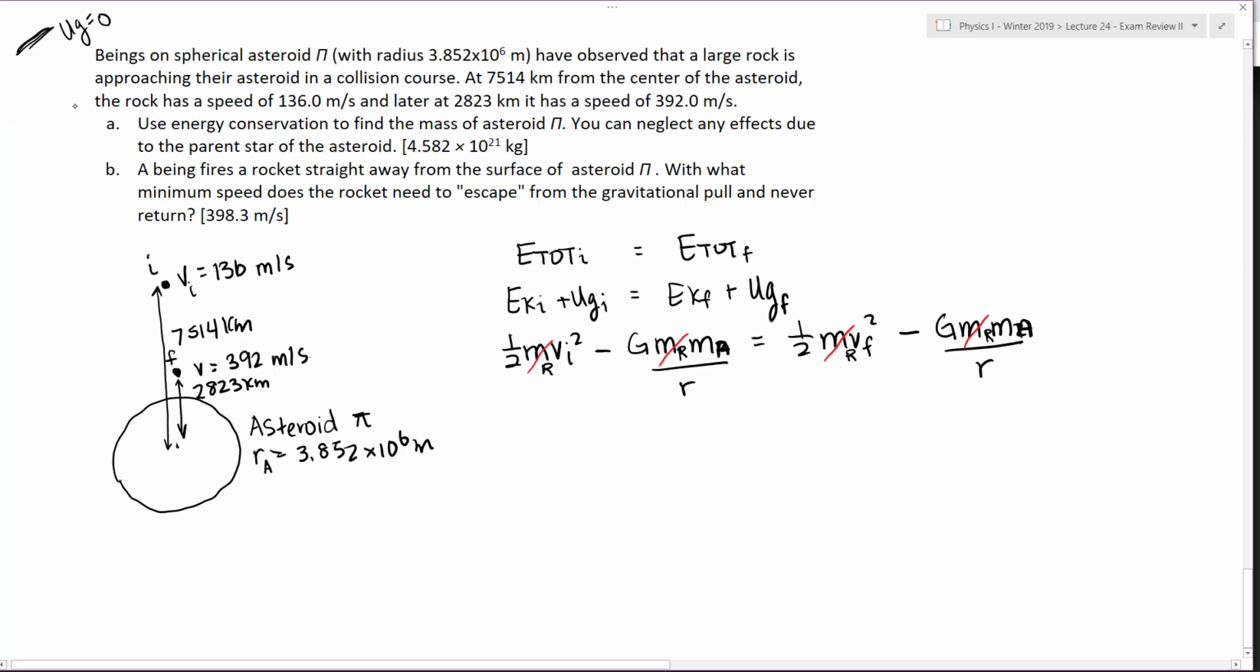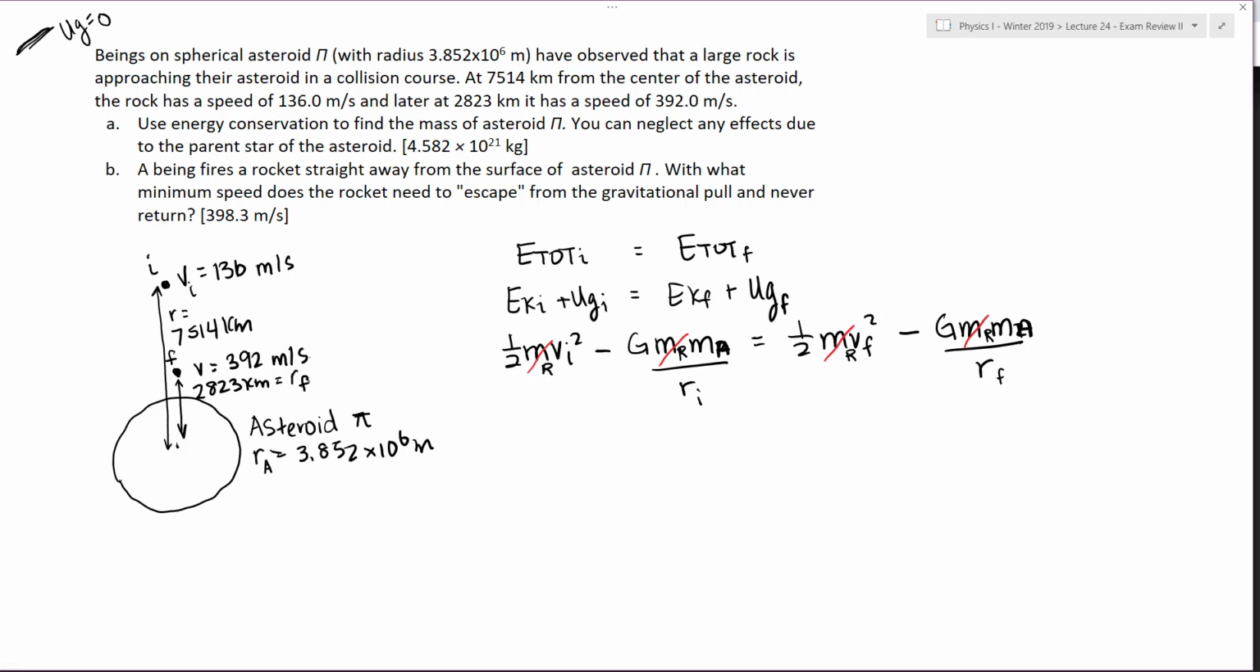So we're trying to find the mass of the asteroid. And we know everything. We know the r, so I'm going to put r initial and r final. So our r initial was 7,514 kilometers. We need to change it to meters. And our r final is the 2,823 kilometers changed to meters. Okay, so I'm trying to find out what the mass of the asteroid is.